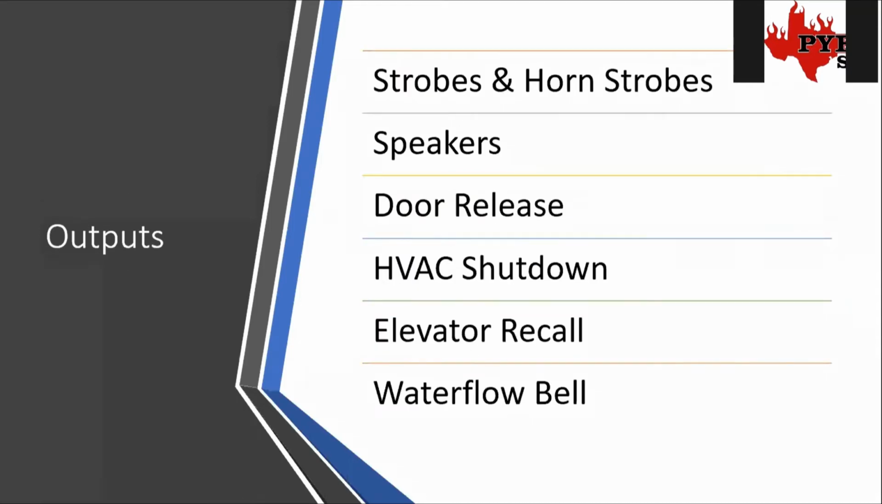Next, we have the outputs. So I put strobes and horn strobes together because we don't control those separately. The horn is powered by the same 2-wire circuit that powers the strobes. So if we turn strobes on and there's horns in the building, we'll also be turning the horns on. Then there's speakers. I did list that separately because that is a separate circuit, and it has a couple other operations that are separate of strobes.